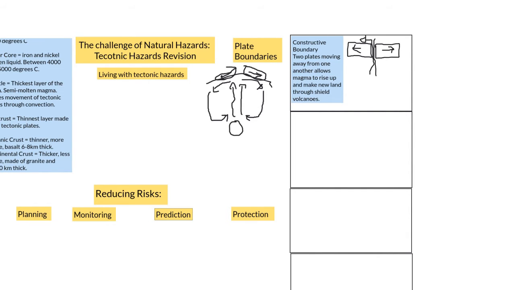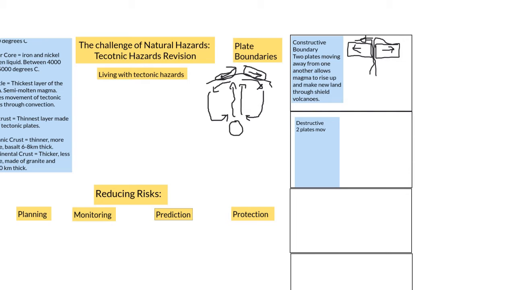Our second type of boundary is a destructive plate boundary. And what happens is we have two plates moving towards one another. Now, these two plates can be an oceanic and a continental plate, where they move towards each other, or it could be an oceanic and an oceanic plate moving towards each other. And what happens is one of these plates is forced under the other. Now, how that is decided is it's all down to whichever plate is the denser.